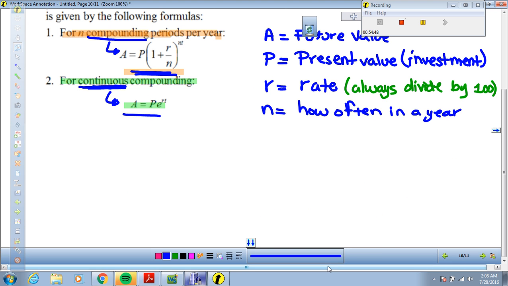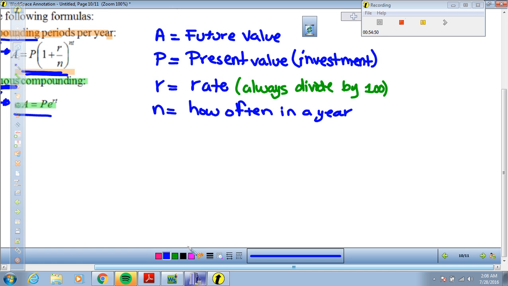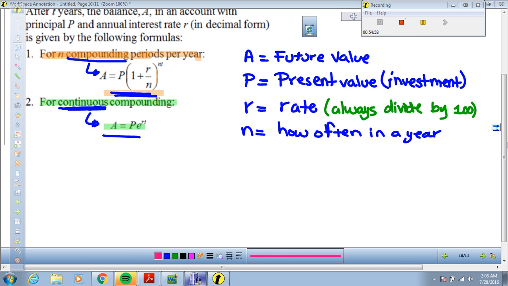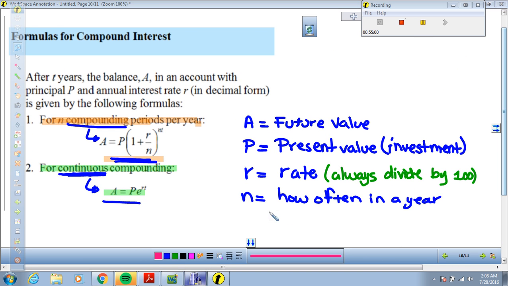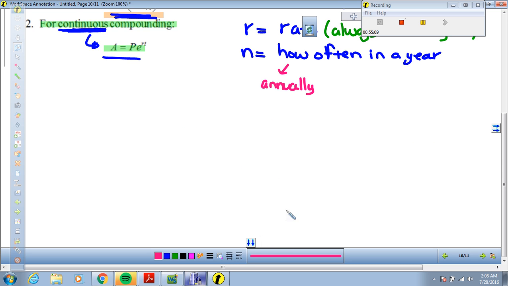So now when I say how often in a year, we are talking that it could be annually. That means one time in a year. It could be daily. That means 365 days in a year, so every day of the year.